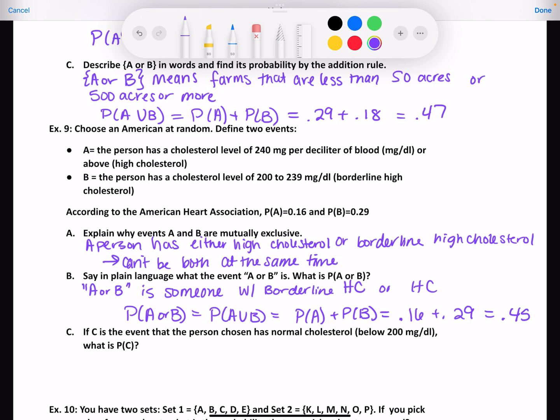If C is the event that the person chosen has normal cholesterol, meaning it's below 200, what is the probability of C? You're going to have to do 1 minus 0.45, because it's everything but being high or borderline high. So 1 minus 0.45 is 0.55.